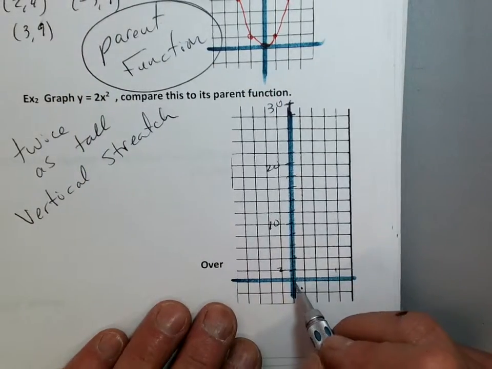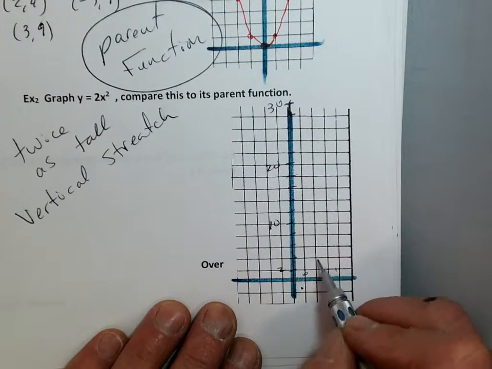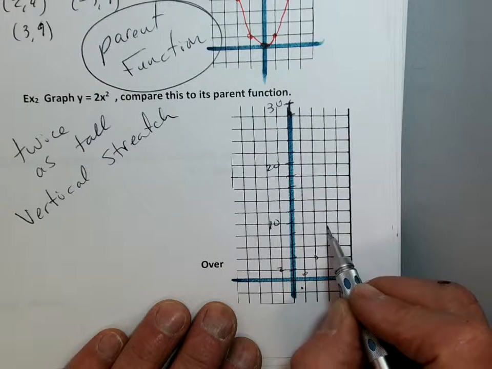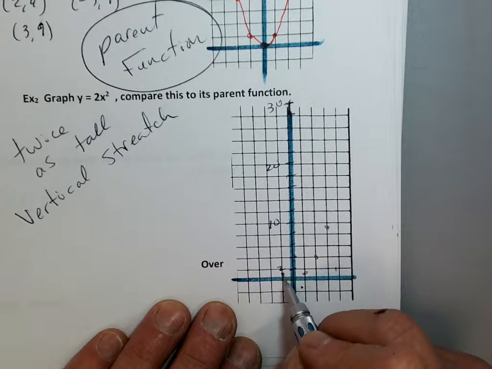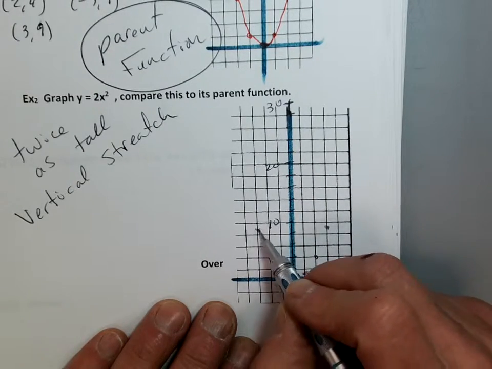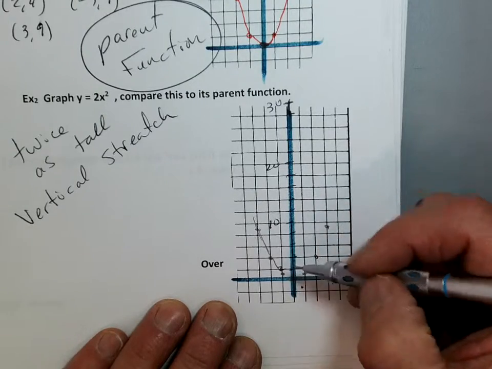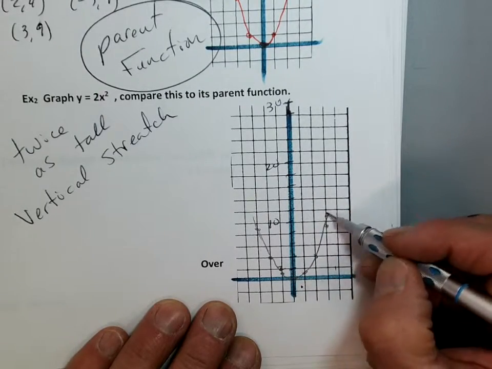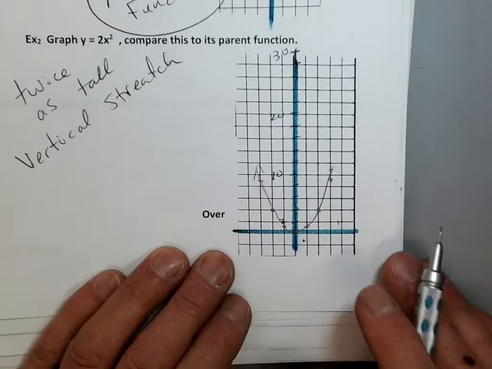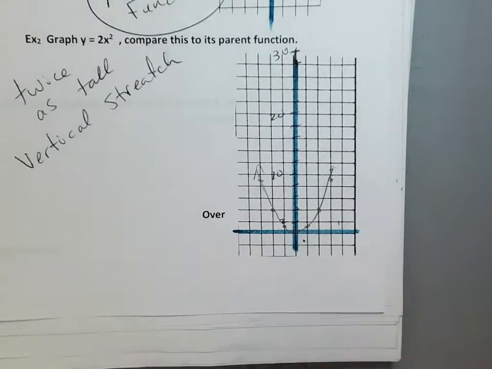Okay, let me put down the original. 1, 1, 2, 4, 3, 9. Here's my original, okay? It looks something like this. You guys don't need to put this in here, but here's my original graph. Here's my parent function right there, okay? Now, let's take this parent function and just make it twice as tall.